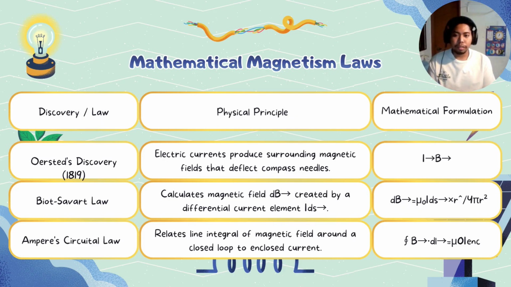To calculate magnetic fields mathematically, we rely on fundamental laws. First discovered in 1819, an electric current deflects magnetic needles. Mathematically, the Biot-Savart law allows us to calculate a differential magnetic field from a small current element. Additionally, Ampere's circuital law states that the line integral of B around any closed path equals mu naught times the total enclosed current.